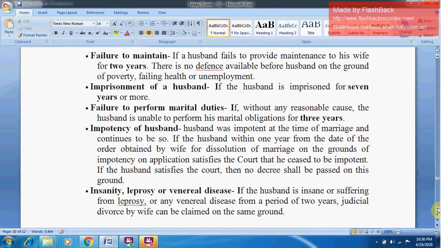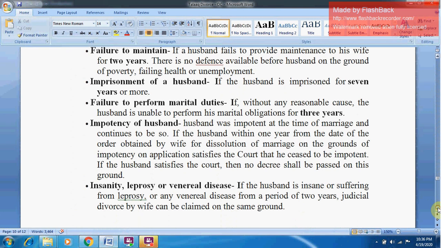Then comes another ground, which is impotency of husband. The husband was impotent at the time of the marriage and continues to be so. If the husband, within 1 year from the date of the order obtained by the wife for dissolution of marriage on the ground of impotency, on application satisfies the court that he ceased to be impotent, then no decree shall be passed on this ground.